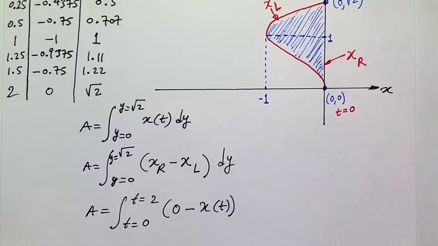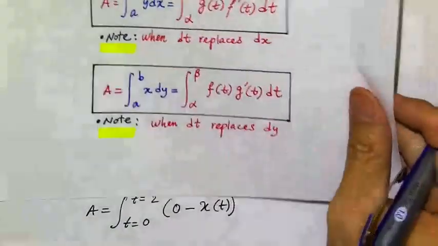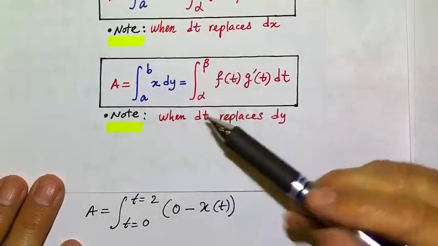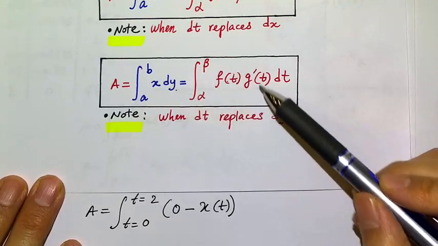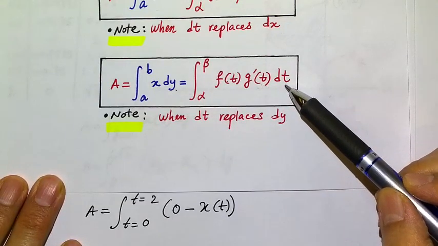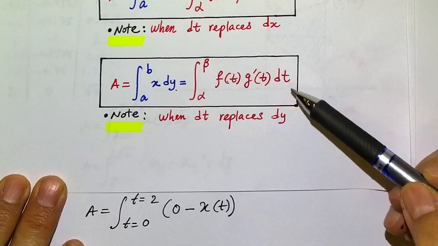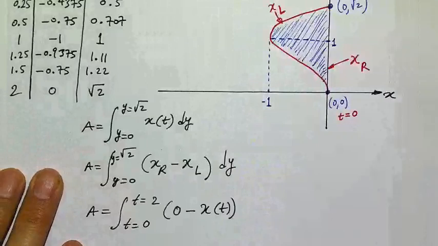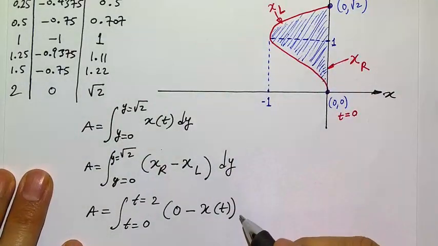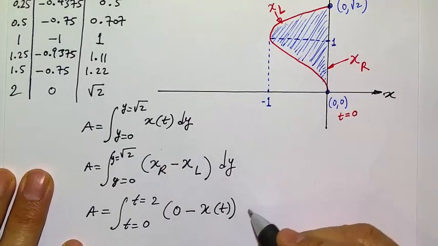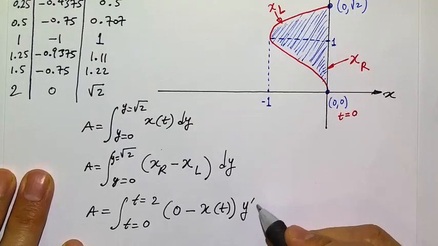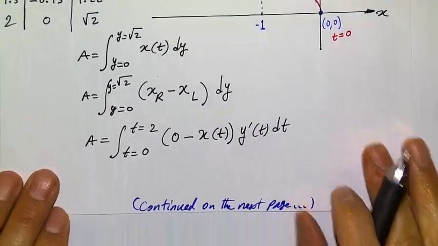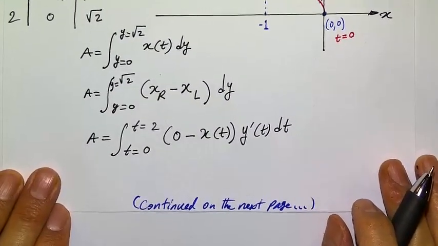So what will replace dy? Let's look back at our formula. dy is replaced by g prime t dt. So we have to take the derivative of the parametric equation for y with respect to t. Since it was given as y, not g of t, I'm just going to say y prime t dt. Okay, so that's how that transition happens.